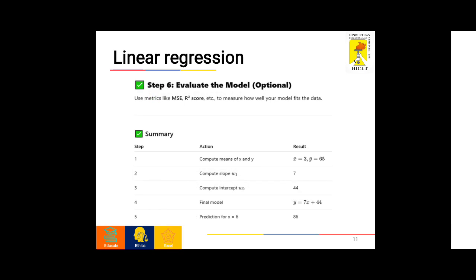Next, we can evaluate the model, which is optional. Use metrics like MSE, that is mean squared error, R squared score, etc., to measure how well your model fits the data. For the final summary: in step 1, we compute means of x and y; in step 2, we compute slope w1; in step 3, we compute intercept w0; in step 4, we find the final model; and in step 5, we predict for an x value such as 6.